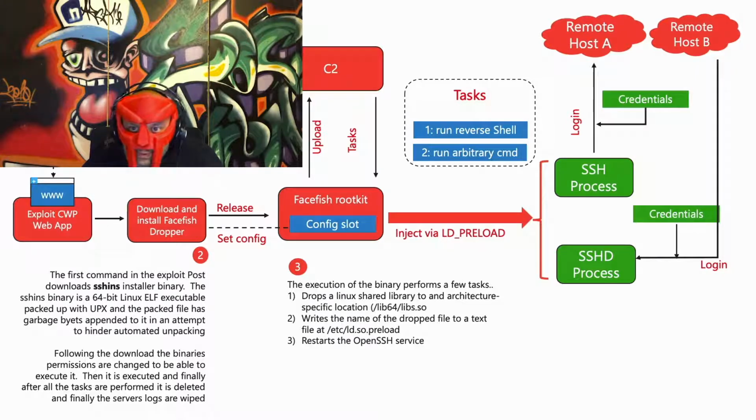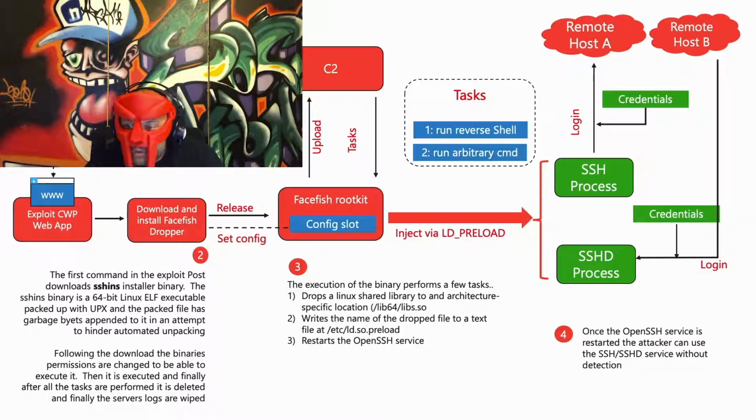It decrypts and passes information through to the command and control center. It runs a reverse shell. It has the potential to run arbitrary commands. Once the OpenSSH service is restarted, the attacker can use this SSH and SSHD service without detection, once they receive the credentials. They then have access to it, and because that communication is encrypted using Blowfish, they are highly undetectable.